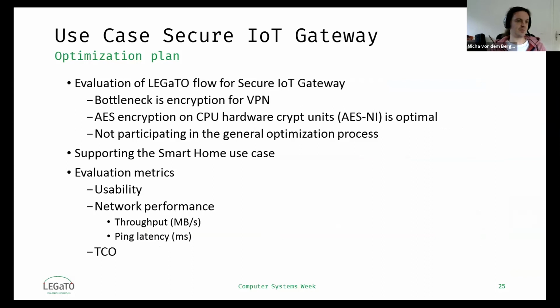Originally, it was also planned to support the smart city use case in Barcelona, but there were some hurdles we could not overcome. Our evaluation metrics here are the usability, network performance in general, so comparing without encryption and with encryption, and the total costs of ownership, comparing our solution to a traditional securing use case.